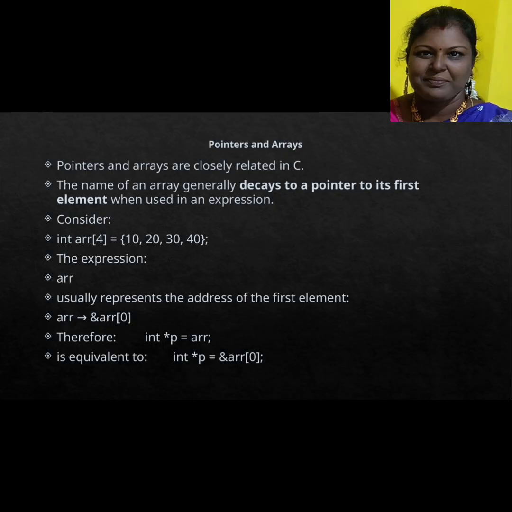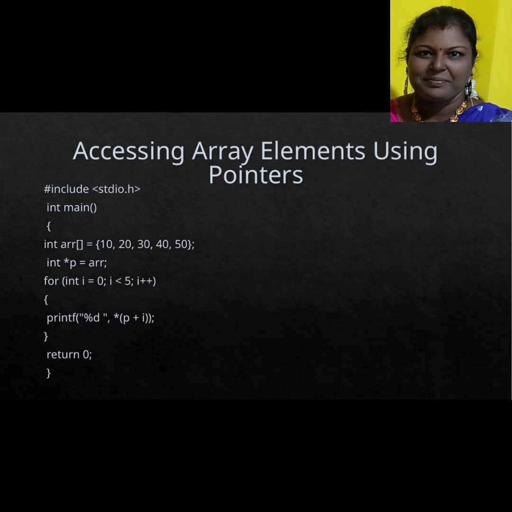Here, we see a simple C program that demonstrates how to access array elements using pointers. We start with an array of integers, then create a pointer pointing to the first element. The for loop iterates through the array by moving the pointer along, using pointer arithmetic to access each value. This approach shows how pointers and arrays are closely connected in C, allowing us to navigate data efficiently without using the array index directly. It's a fundamental concept that unlocks powerful memory management techniques.